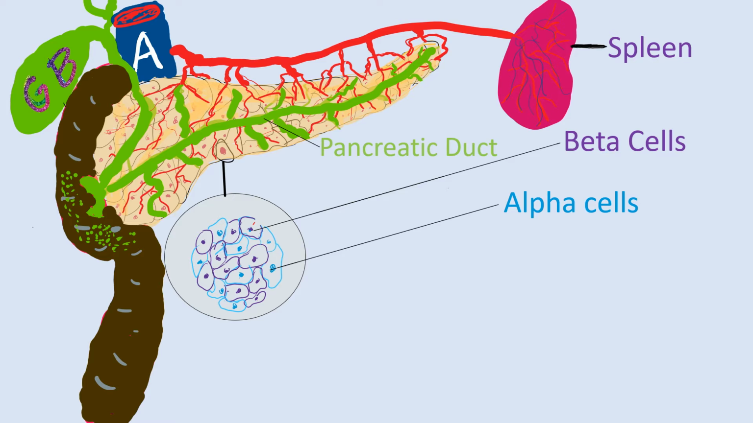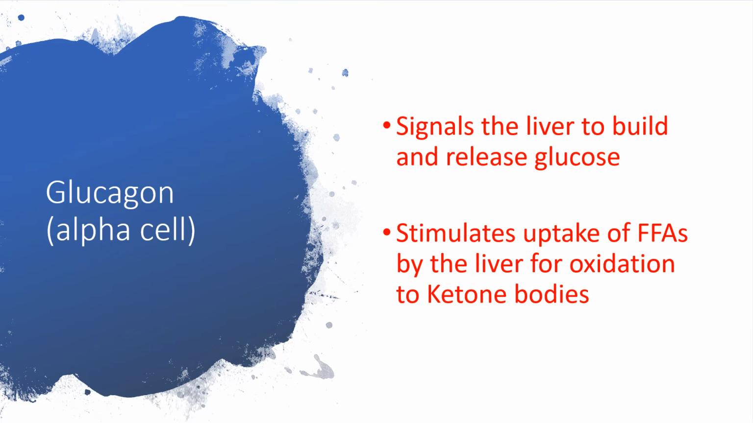However, the pancreas is the major organ that regulates our glucose, and more specifically the alpha cells and the beta cells that live on the pancreatic islets. So let's discuss a couple of hormones. First, we'll talk about glucagon, and glucagon is released from the alpha cell, and the alpha cell is part of the pancreatic cells on the islet of Langerhans, or more commonly today called the pancreatic islets. But the glucagon signals the liver to build and release glucose.